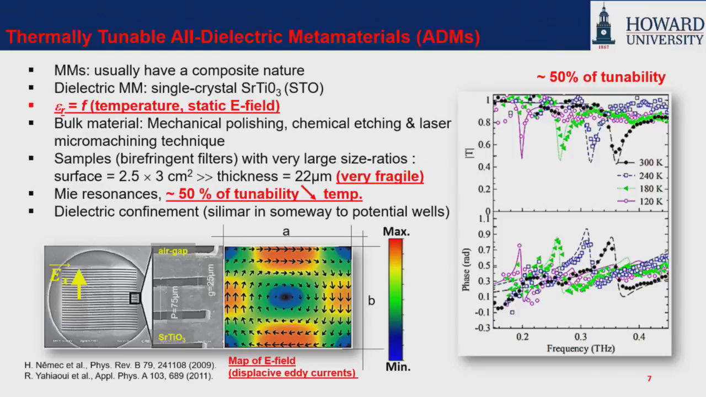To see what happens inside the structure, inside the bars, we plot here the map of the electric field at the first resonant mode. We have some kind of dielectric confinement, which is very similar in some ways to potential wells. Physically, the structure couples to the incident light and traps energy, which is transformed into displacement eddy current inside the structure, inside the bars.